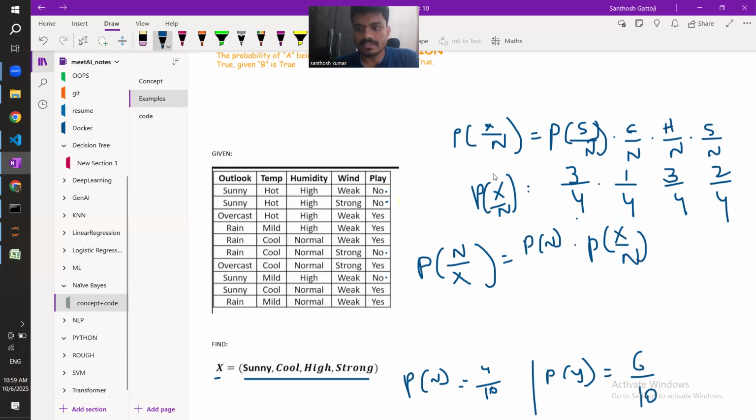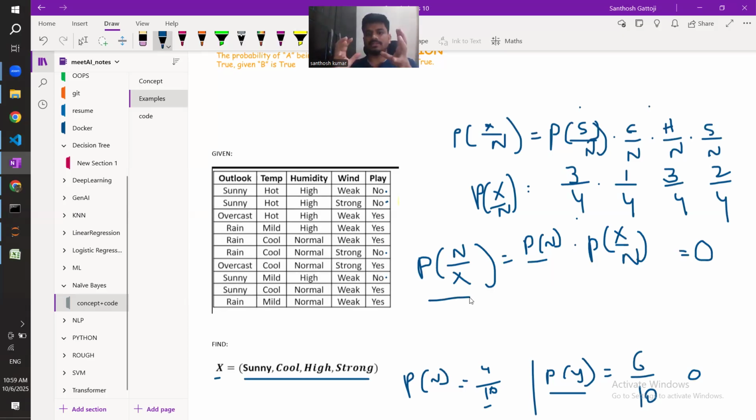Right now x by n, x is having 4 attributes. That's why you're taking 4 probabilities, each individual probability. When you multiply these and multiply with P of n, you will get one probability. Similarly, when you do it for P of y, you will get another probability. Whichever value is more, that will obviously be the answer. Clear? I'm not doing the calculation, but you get the concept, right? Fine.